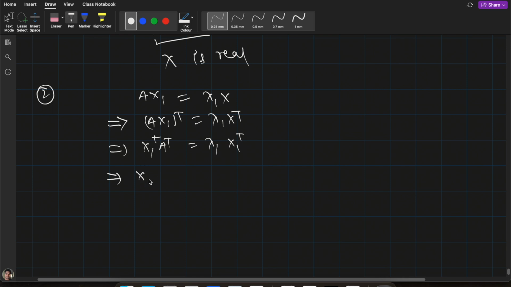Now take x2. Sir, there would be a transpose for lambda. Lambda is a scalar, and you cannot take the transpose of a scalar quantity. That will remain the same, out of the matrix. And in this step, A transpose equals A, so that's why I have written A transpose equal to A. That will be lambda 1 x1 transpose. Now multiply both sides with x2.